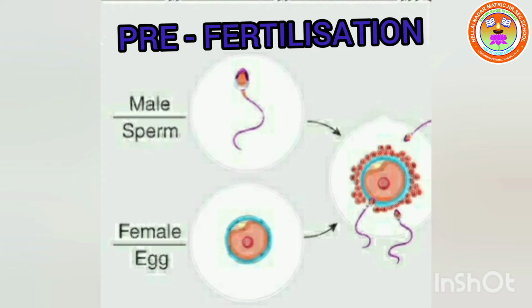In animals, males and females have different reproductive organs. The male reproductive organ is called testis and the female reproductive organ is called ovary. The testis produce the male gametes known as sperms and the ovaries produce the female gametes known as ova or eggs. The male gametes reach the female gamete during this stage.